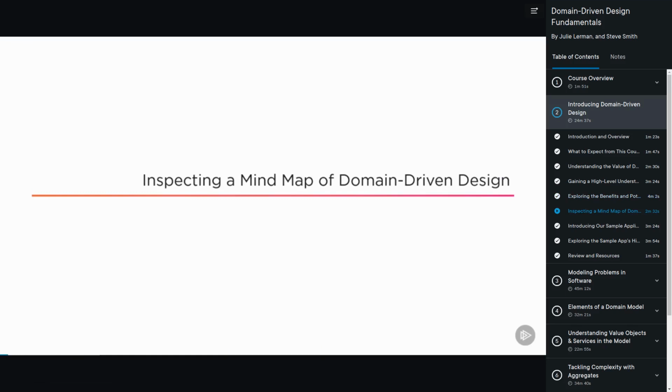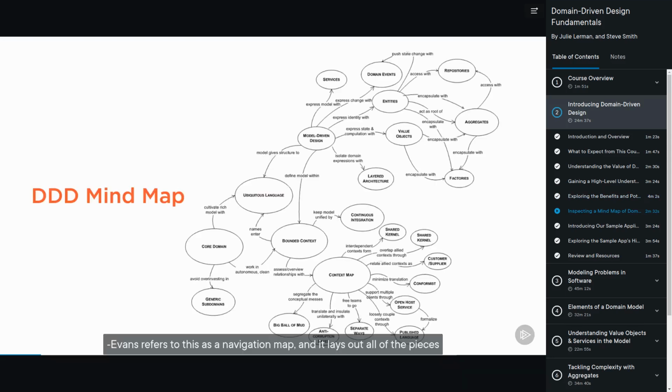In his DDD book, Evans included a really useful diagram of how many of the concepts and patterns of DDD are interrelated. Let's take a look at that mind map. Evans refers to this as a navigation map, and it lays out all of the pieces of domain-driven design and how they relate to one another. We want you to see it so that you have a concept of the big picture, even though in this course we'll spend most of our time on a subset. We will be defining many of these terms later on in the course, so don't panic.